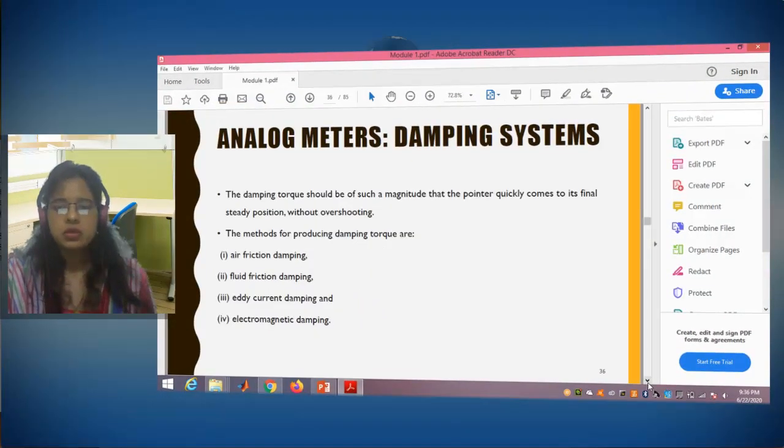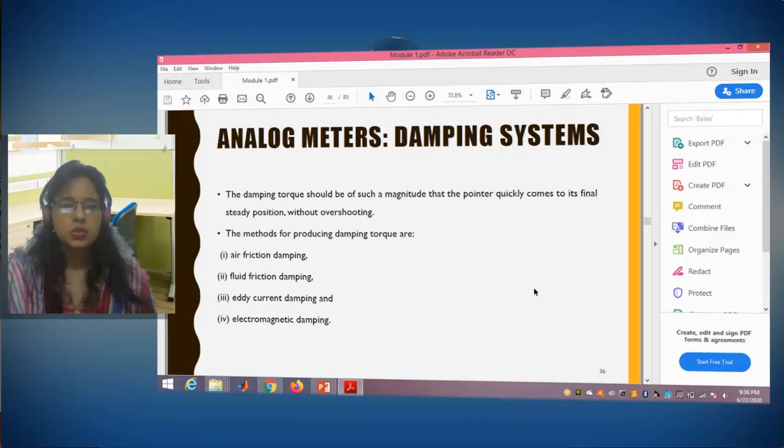In the previous lecture, this is my sixth lecture, I discussed the different operating effects which help in the deflection of the pointer in analog meters, and after that I discussed the different operating forces. I discussed this in the last video.